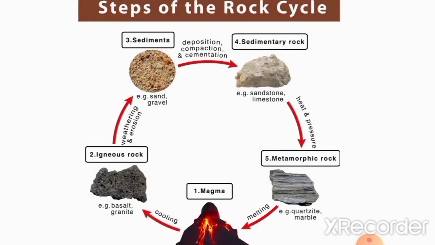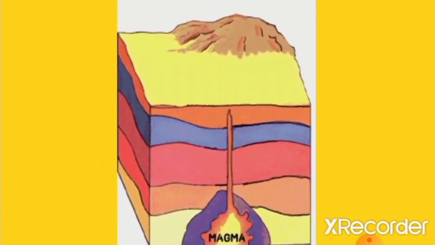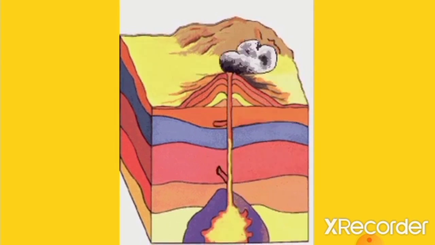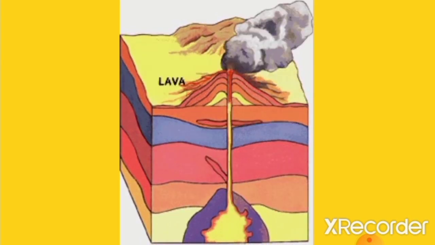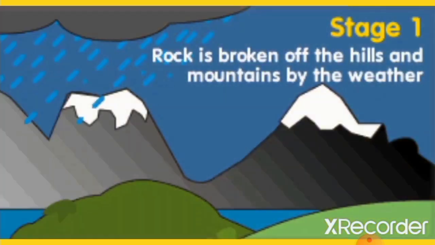And in the same way, metamorphic rock can melt back into magma and cool down, forming the igneous rock, as well as the metamorphic rock can break into sediments, forming the sedimentary rock. So this is how the process occurs. First, this is magma erupting and comes out as lava to the earth surface, and it cools down on the earth surface, forming the igneous rocks.